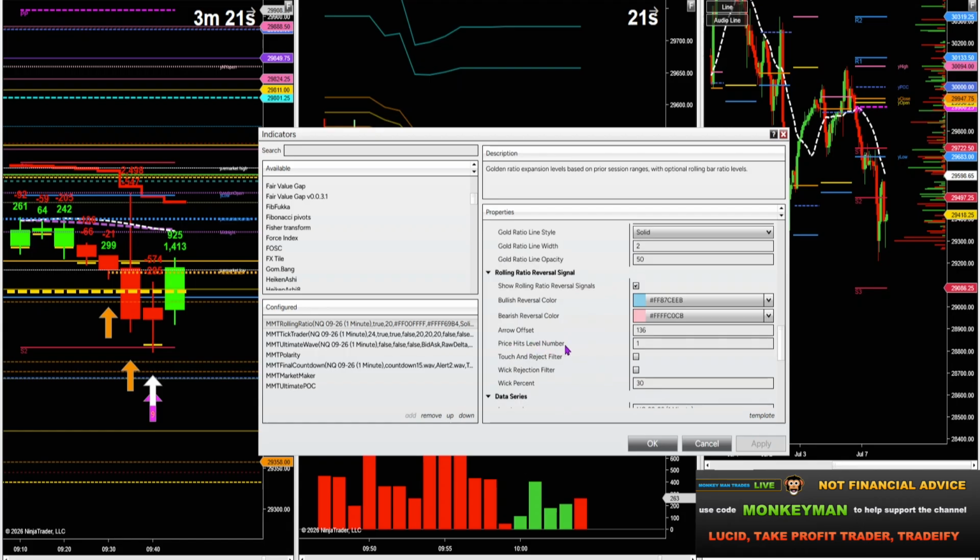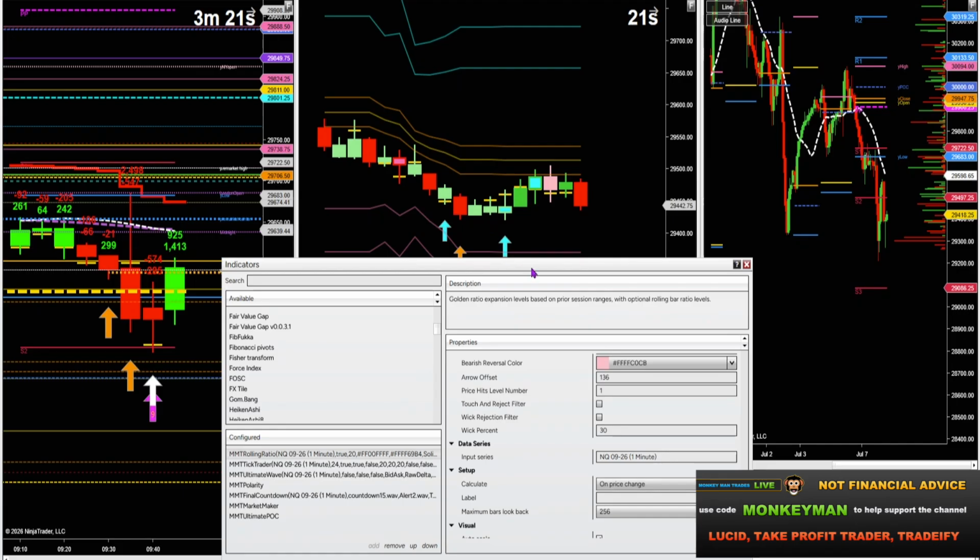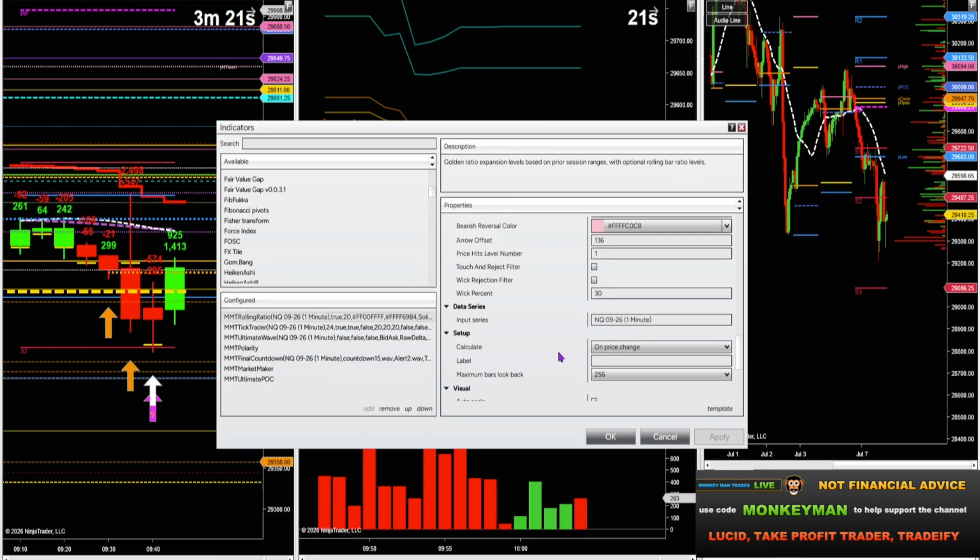Price hits level number 1. Then I am using this on price change, so it will produce a lot more signals than are currently on the chart when you're using that live in real time. If you want to know what it would look like historically accurate, just use on bar close. I like seeing it on price change just to give me a heads up. I'm never taking a signal just because a signal appears. I'm always factoring in a lot of different things before I get into a trade.